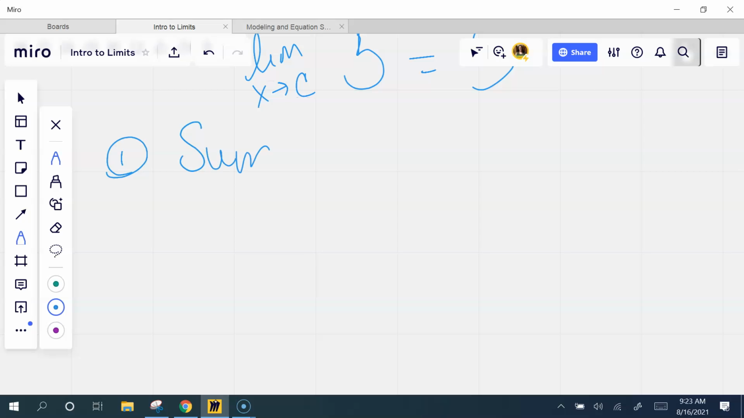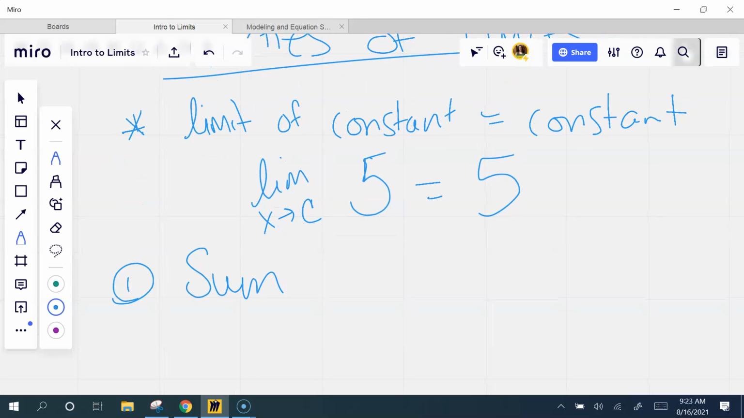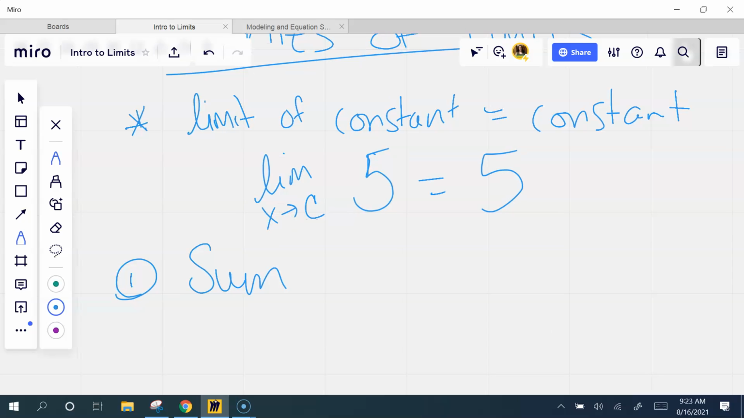Sum rule. That was just a little extra freebie for you. A 5 would be 5. The limit as x goes to 4 of 17 is 17. It doesn't matter. It's just always going to be that constant value.